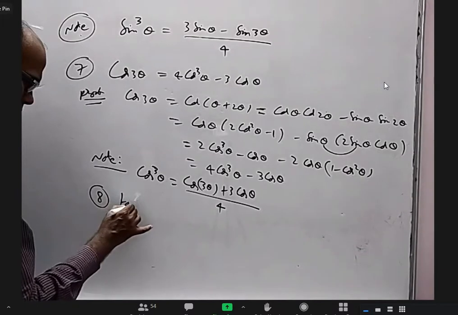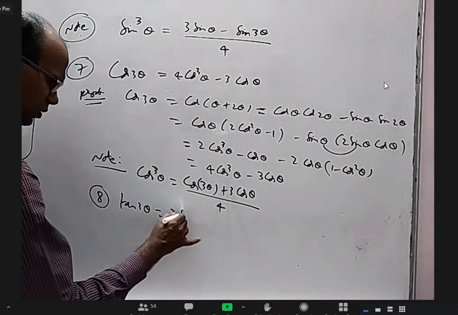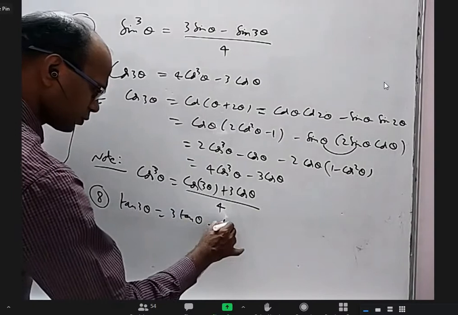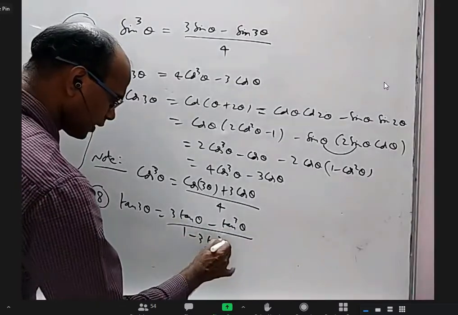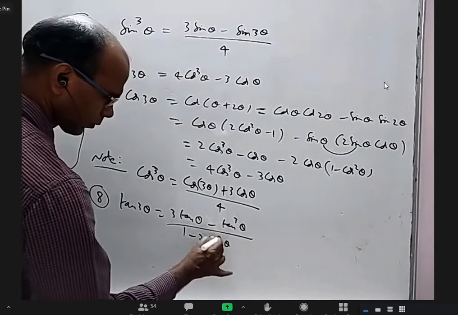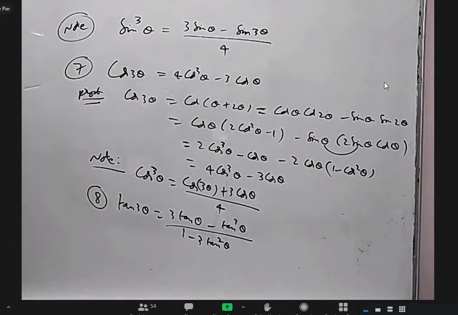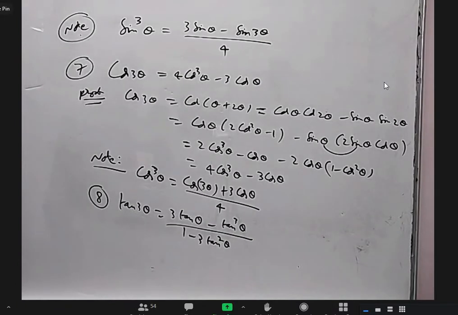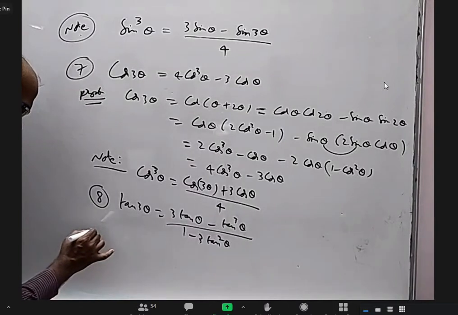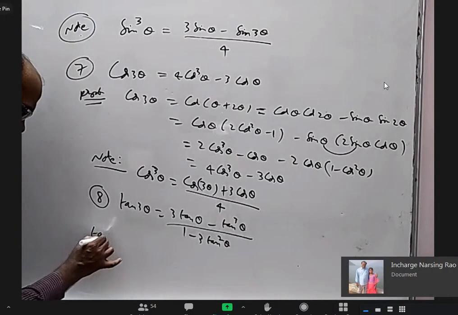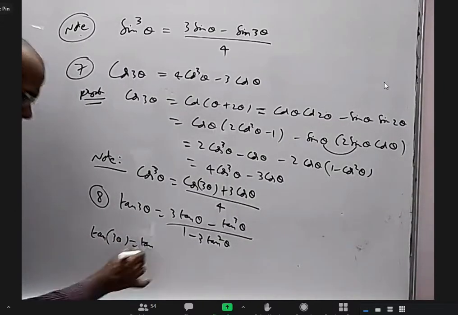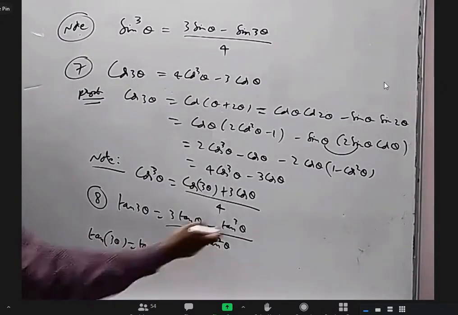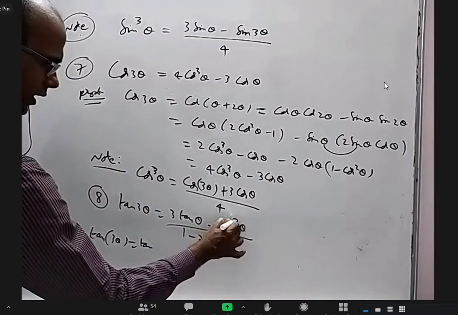Okay, tan 3 theta is 3 tan theta minus tan cube theta by 1 minus 3 tan square theta. I prefer this by using tan a plus b plus c formula where take a equal to b equal to c equal to theta. So that one is tan cube theta. Okay, sir. This is tan cube.